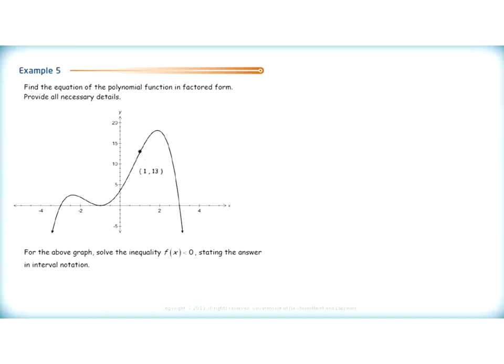In the last example, we have, again, to find the equation of the polynomial function in factored form, given the graph. Provide all necessary details. So again, I see an M-shaped graph. The M-shaped graph tells me that we are working with a quartic polynomial function. We have single roots at x equals a negative 3.